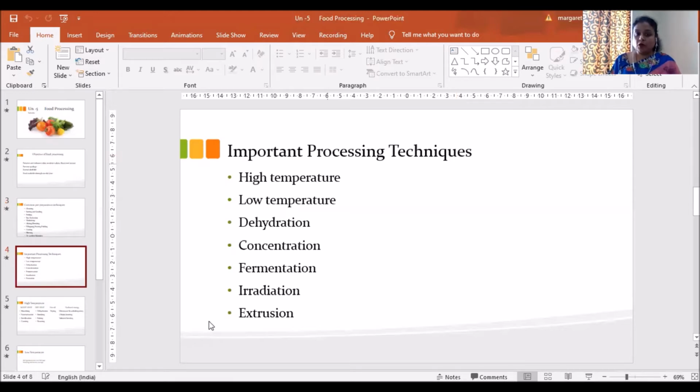Now the next most important thing is important processing techniques. Today we are going to talk about all these processing techniques. First is high temperature, low temperature, dehydration, concentration, fermentation, irradiation and extrusion. Talk about the high temperature. Let's talk about high temperature in detail.